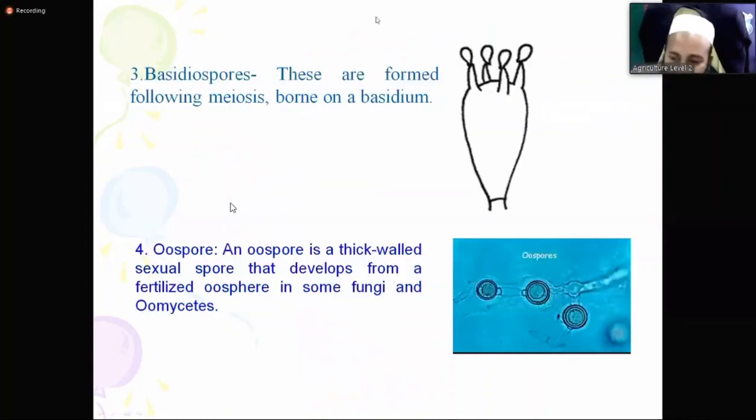Basidiospore. Basidium, you can see there is a structure.